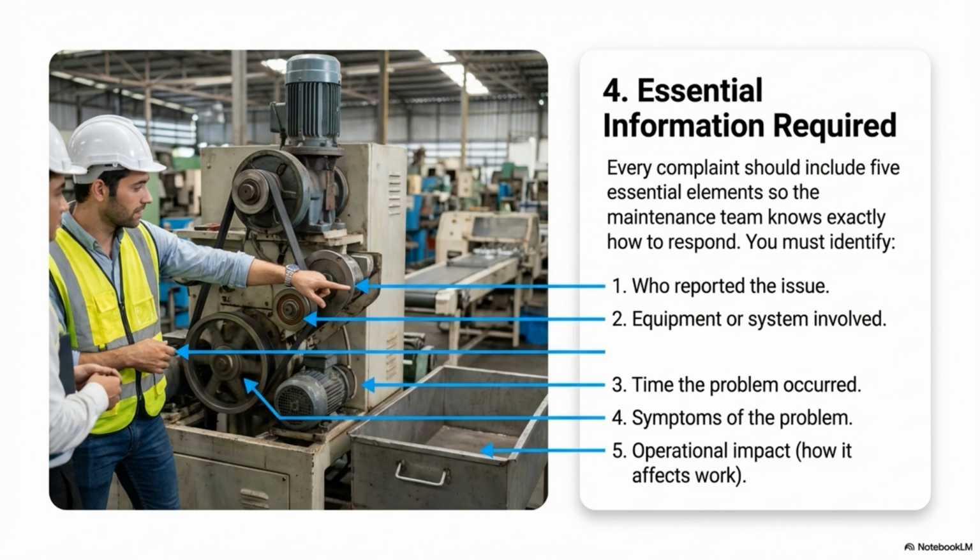The third element is the time when the problem occurred. The exact time helps technicians understand when the failure happened during operation. The fourth element is the symptoms of the problem. Symptoms describe what was observed, such as unusual noise, overheating, or system errors. The fifth element is the operational impact. This explains how the problem affects operations, such as production delays or safety risks. These 5 elements are commonly used in maintenance documentation across many Malaysian industries.